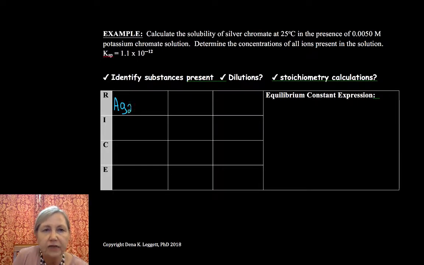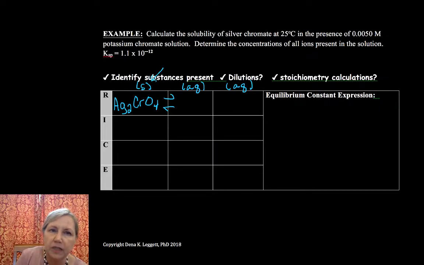So I've got silver chromate here, and that's a solid. I didn't leave myself much room here. So I'm going to put those states above just as a reminder to ourselves so we don't mess up. I'd say yet another mistake I see is people including those solids in the KSP. KSP does not include solids.